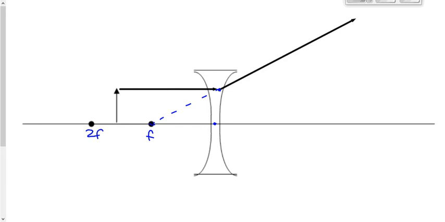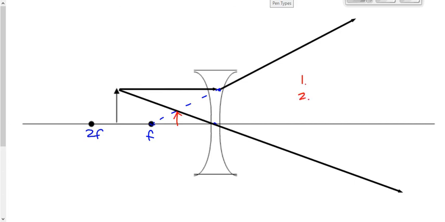Second ray is going to go, yeah, down through the optical center. They converge over here. You can see that the image is formed right there, and the characteristics of that image are that it is smaller, right? This is less than half the size of the object.